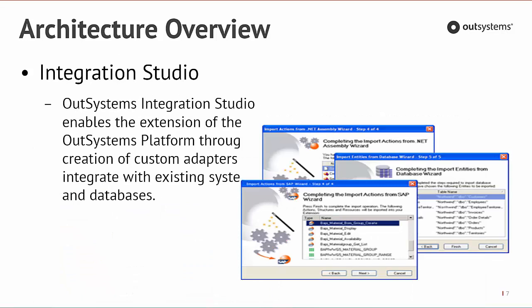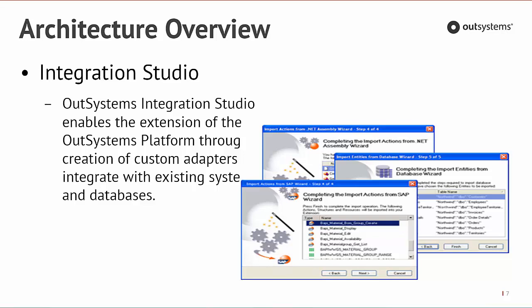Integration Studio, on the other hand, enables the extension of the OutSystems platform by creating custom adapters to integrate with existing databases, for instance, or external systems or logic that might have been developed somewhere else. Of these three wizards, one of them is outdated now. SAP Wizard is no longer part of Integration Studio, since it became an integral part of the platform, and you will have access to it through Service Studio instead.